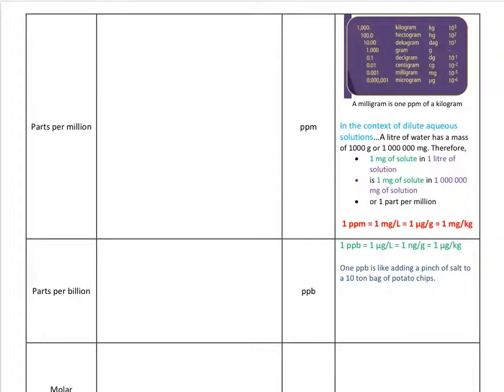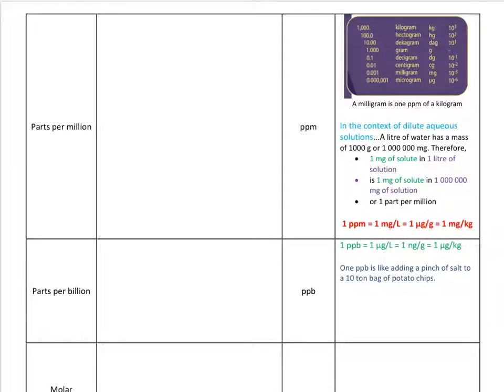Sometimes we need to measure concentrations of things that are really, really small. There's a really, really small amount of solute per amount of solution. And that's where parts per million and parts per billion come in. To give a little background first before we talk about how to use the information in a ppm expression.